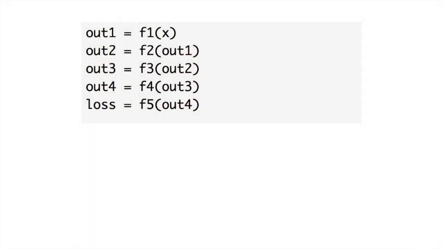If we again think about this programmatically, we might have a sequence of operations where the output of each one is kept as an intermediate variable. So we've got out1 equals f1 of x, out2 equals f2 of out1, and so on. If we want to calculate the gradients, we can start at the end. Let's say we know the local derivative of each of those functions, f5, f4, f3, f2, and f1.